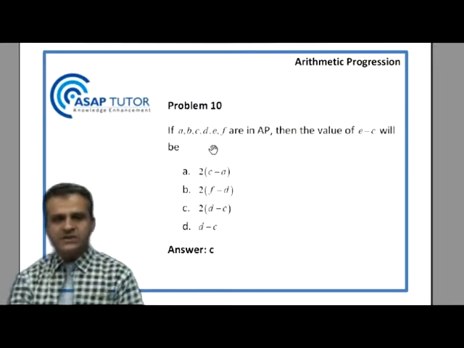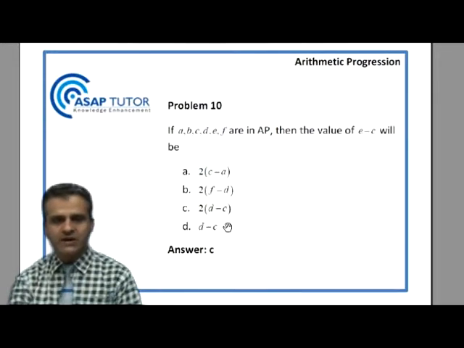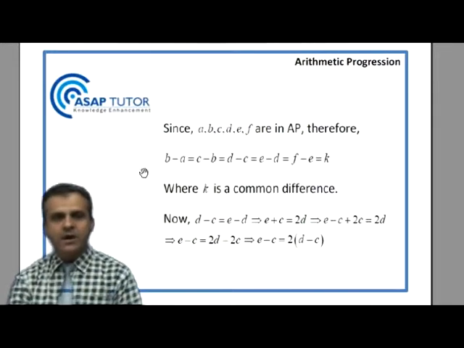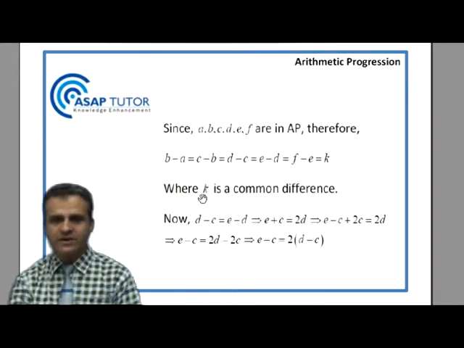Now the next one is, if A, B, C, D, E, F are in AP, then find the value of E minus C. And here the correct answer we are getting is 2 times (D minus C). Now A, B, C, D, E, F are in AP, so any two consecutive terms will have a common difference, and that common difference we have denoted here by K. So B minus A will be equal to C minus B, equal to D minus C, equal to E minus D, equal to F minus E, is equal to K, where K is the common difference.